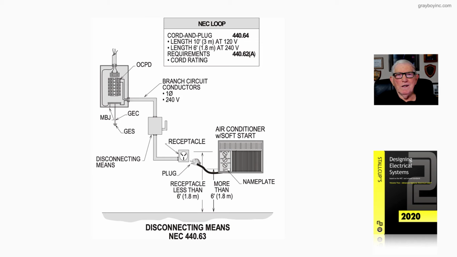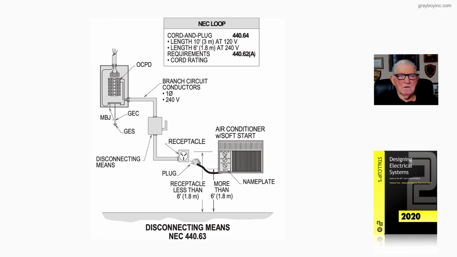And of course, your length is 10 feet for 120 volt, as you see in the NEC loop, and 6 foot at 240 volt. But as I just pointed out to you, we will have an illustration showing this in more detail, and I believe it's in the next illustration coming up.